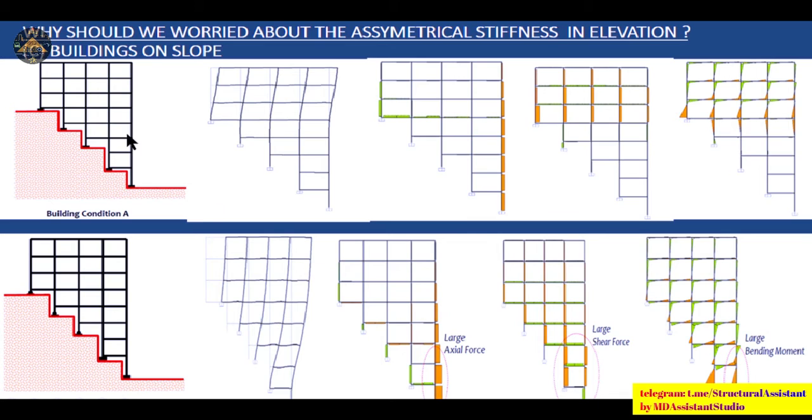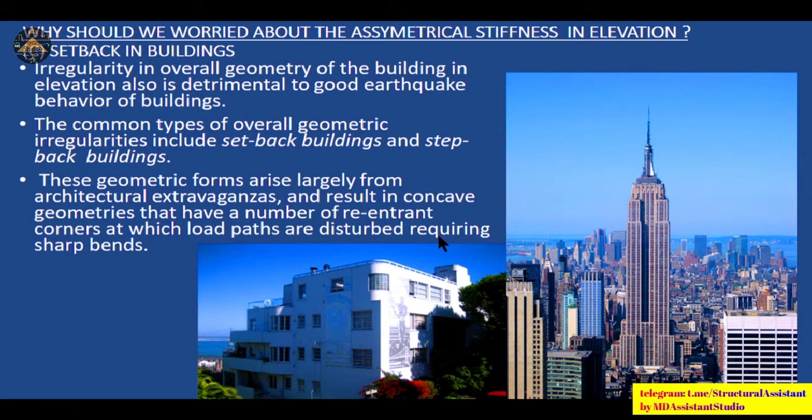This is the paper example of what we saw in the previous picture. Here you can see the behavior: this is the deformation diagram, this is the bending moment diagram, and these are the axial force and shear force diagrams. Another point is setback in buildings. Here you can see that there is a setback, that is, the building is not going straight from this point to this point.